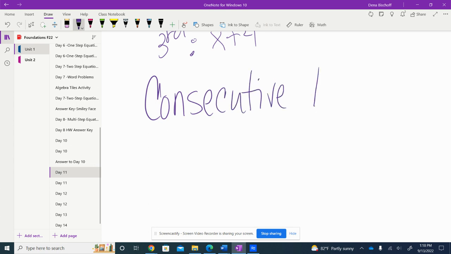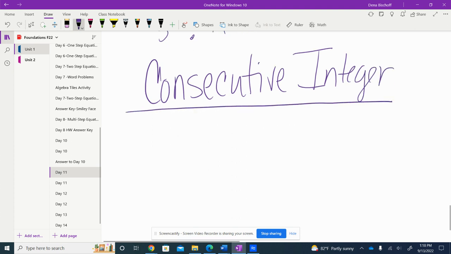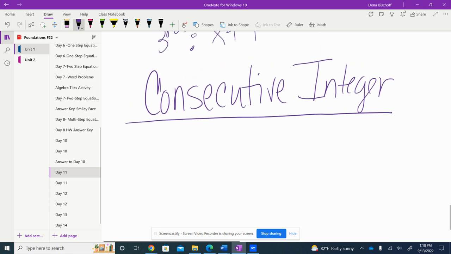Consecutive integer. So when I say consecutive integer, what do I mean? Does anyone know what I mean when I say consecutive integer? Here's an example: 3, 4, and 5. Consecutive just means numbers in a row. They follow in order. Okay? So this is 3 consecutive integers.